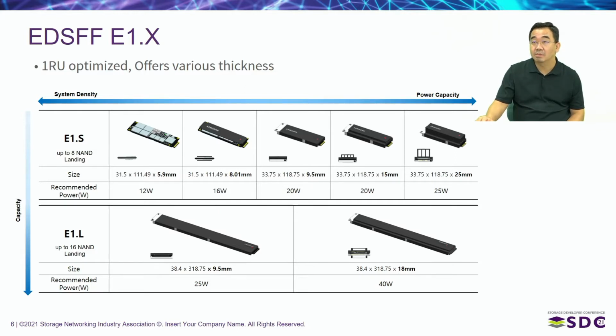The power consumption of a single PCIe Gen4 E1.S SSD is less than 13 watts. So for our reference system, we chose the 9.5mm E1.S SSD. Because the system was designed for old-fashioned storage, and the 9.5mm SSD offered the highest density, while satisfying the power and thermal requirements.